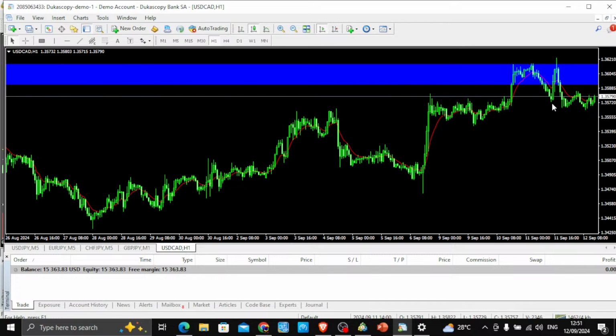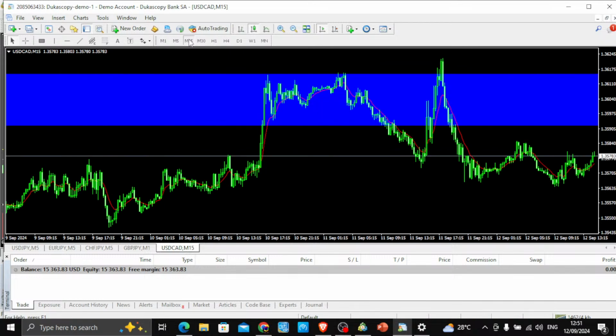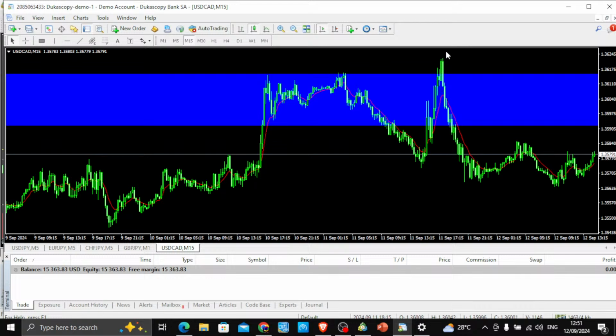This is the previous one here, which has been taken out. Another bearish signal. Let's go to 15 minutes. On 15 minutes, this was the previous high. The previous high was taken out, but look at what happened immediately after it was taken out.